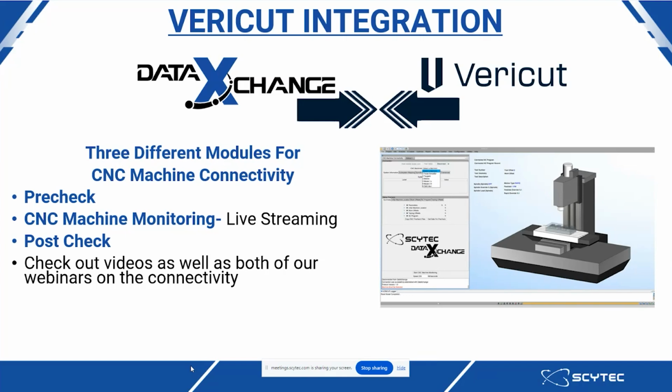Next, I'd like to discuss our CNC machine monitoring, which is a live feature. This is the 2nd module that was released for this Vericut integration, in the release of Vericut 9.4. And this live streaming feature allows you to see things in real time, of all the work offsets and position overrides and that kind of stuff.